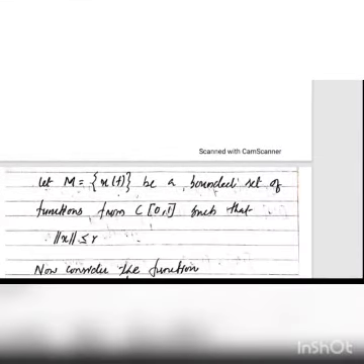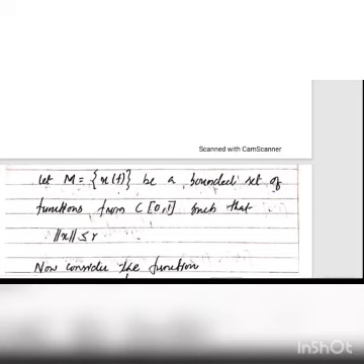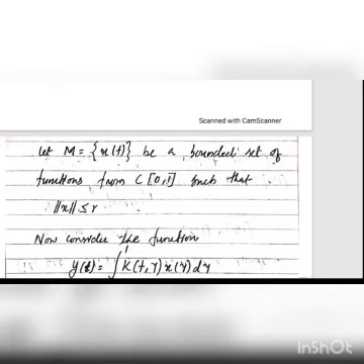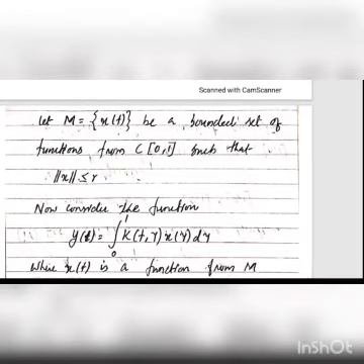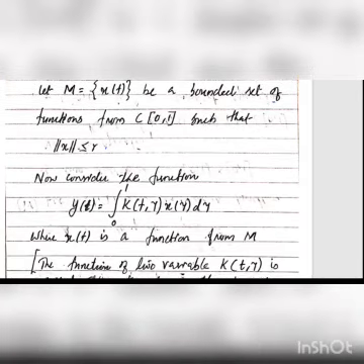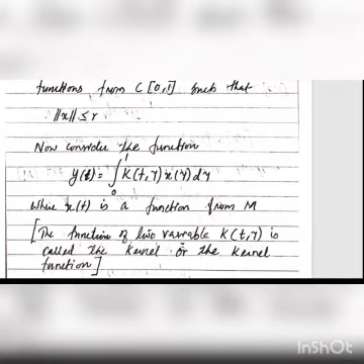So first of all, let M be the set of all x(t), a bounded set of functions from C[0,1] such that the norm of x is less than or equal to r. Now consider the function y(t) equal to the integral from 0 to 1 of k(t, τ) x(τ) dτ, where x(t) is a function from M. Now we can note that this is a function of two variables, k(t, τ), and this is called the kernel or the kernel function.